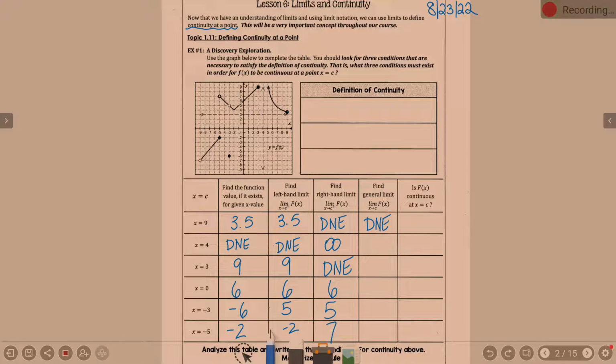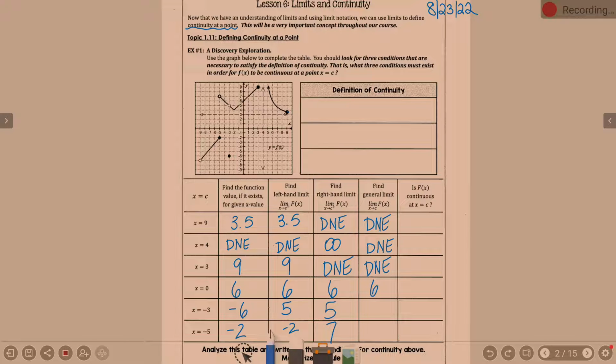The limit as x approaches 4? Again, one side it doesn't exist, the other side is going to infinity, so it just does not exist. The limit as x approaches 3. One side 9, the other side does not exist, so does not exist. Okay, what about the limit as x approaches 0? We get a number answer, finally, 6. 6 from the left, 6 from the right, so the limit is 6. Limit as x approaches -3.